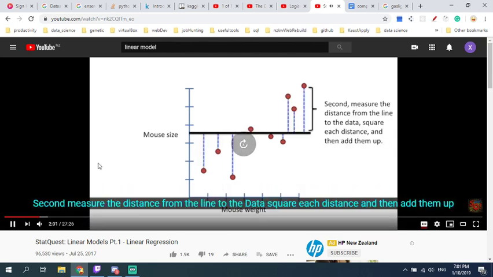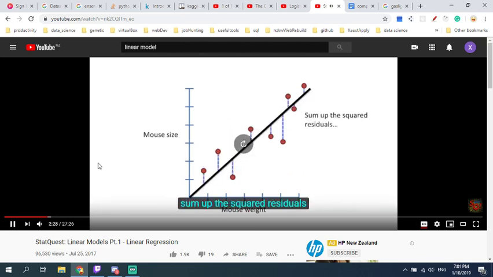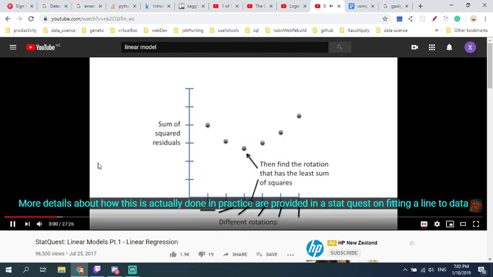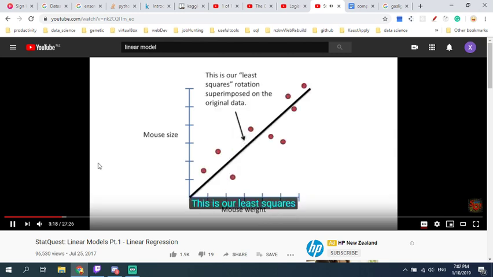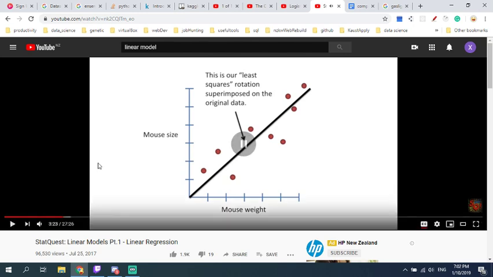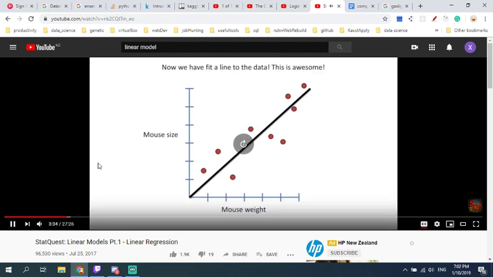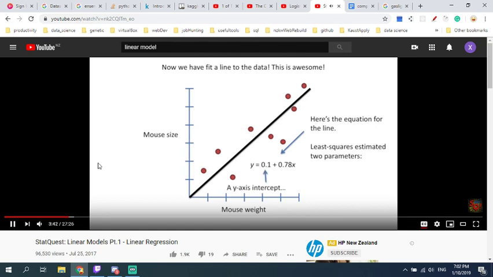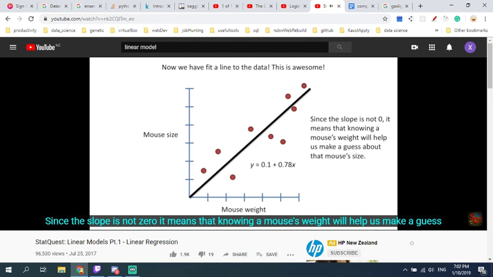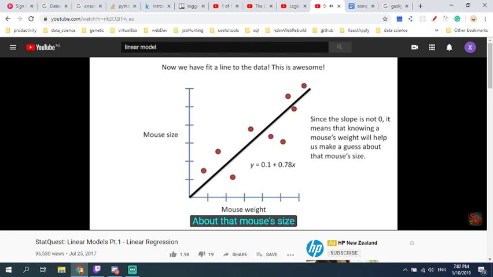We take a box for each distance, and then add them up. We have the sum of squared residuals. This is our least squares rotation superimposed on the original data. The slope is not 0. It means that knowing a mouse's weight will help us make a guess about that mouse's size.